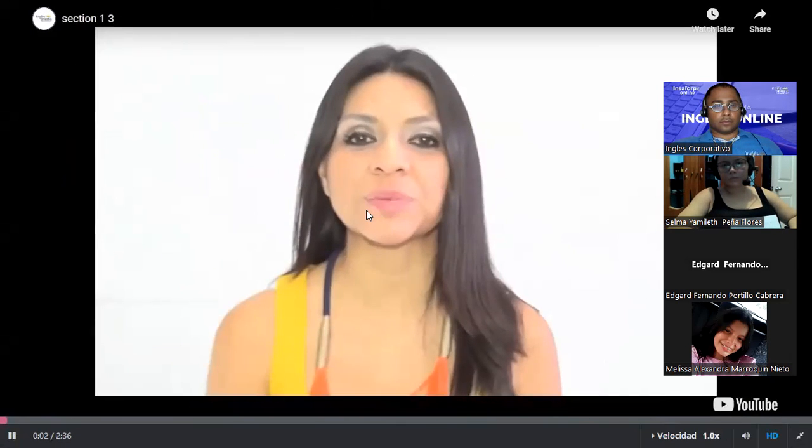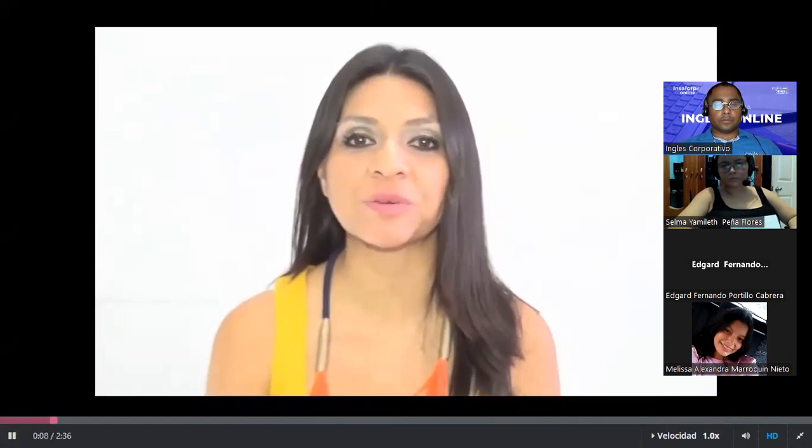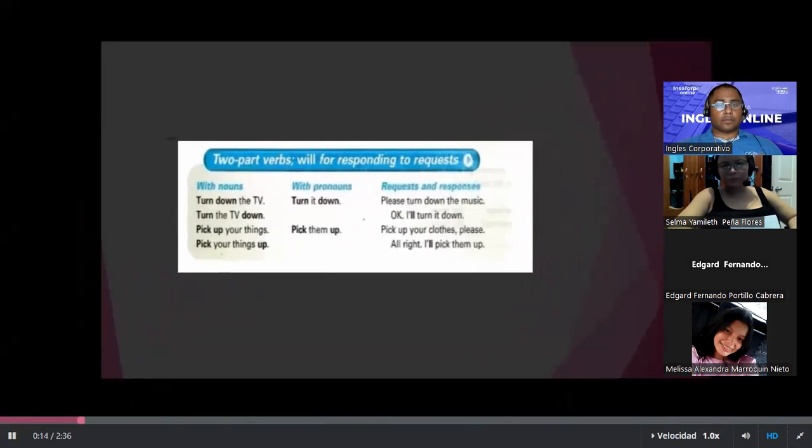Hello, we're now moving to the explanation of two-part verbs or phrasal verbs. Get your pen and notebooks ready and follow us for better understanding. Two-part verbs. Will for responding to requests. With nouns: Turn down the TV. Turn the TV down. Pick up your things. Pick your things up. With pronouns: Turn it down. Pick them up. Requests and responses. Please turn down the music. Okay, I'll turn it down. Pick up your clothes, please. All right, I'll pick them up.